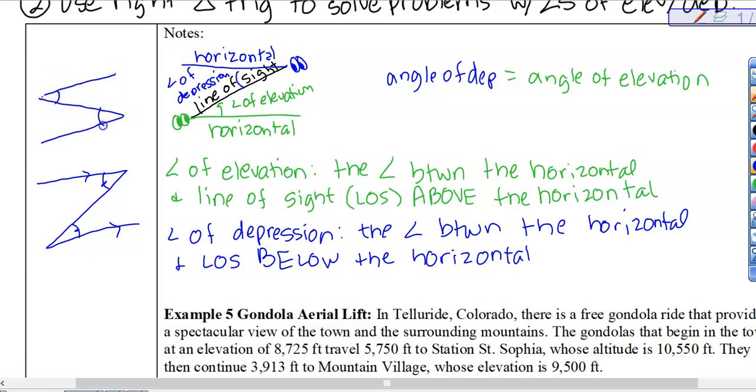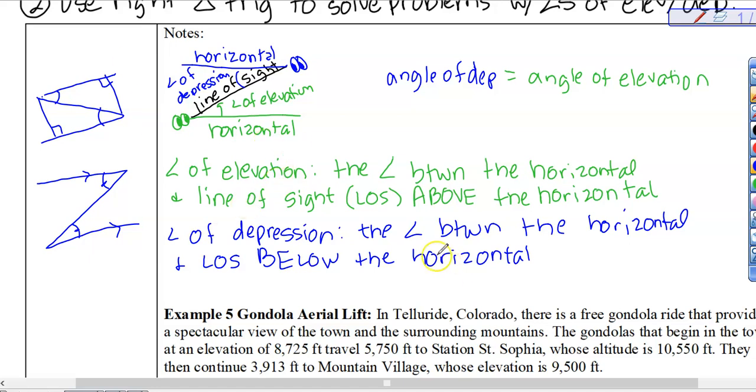Angle of depression, angle of elevation, they're the same. Now what you're going to do, now that you know that, is you'll be dropping in a vertical to make a right angle, and then you'll use your right triangle trig to help you solve for whatever you're looking for. Okay, you got that? So you're going to connect your angle of elevation or your angle of depression with a vertical, get your right angle in there, and then you can use SOHCAHTOA.